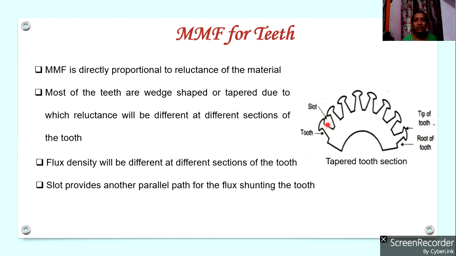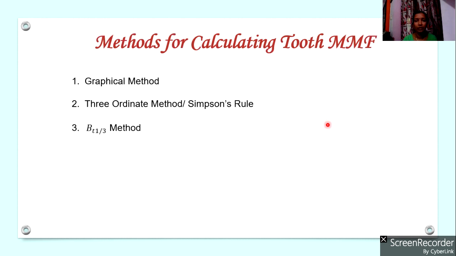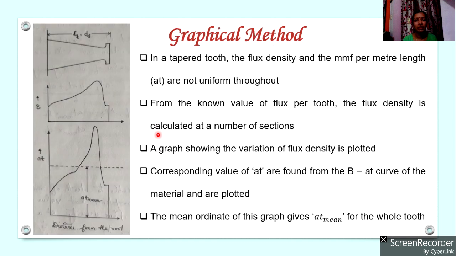So due to this reason, we need special methods for calculating the mmf required for teeth. So let us see which all methods are used for calculating the mmf for teeth. The different methods used are graphical method, 3-ordinate method also known as Simpson's rule, and BT 1/3 method. Now let us see each of the methods in detail. First one is the graphical method.